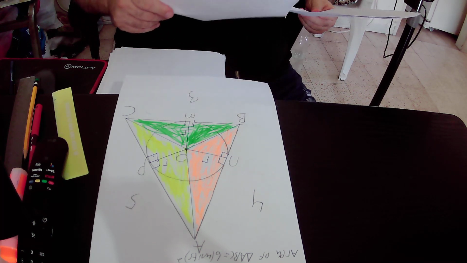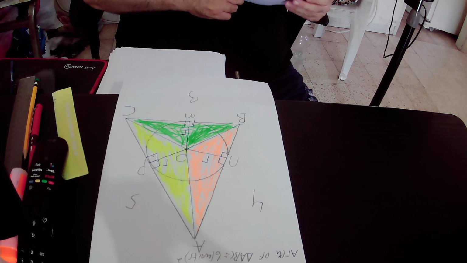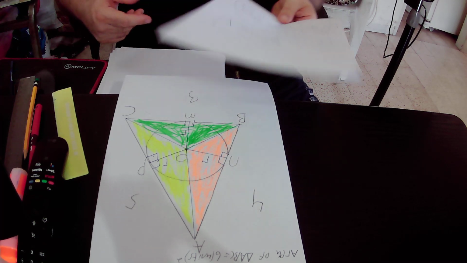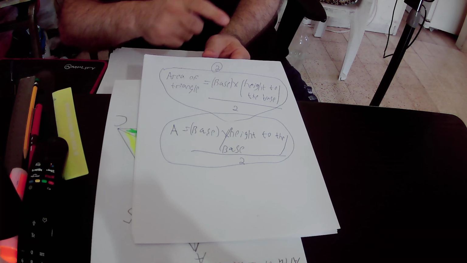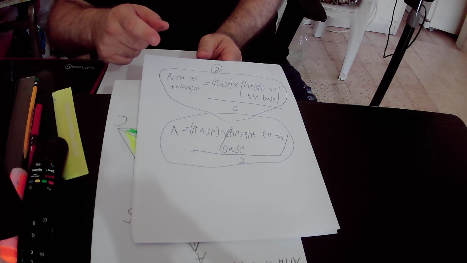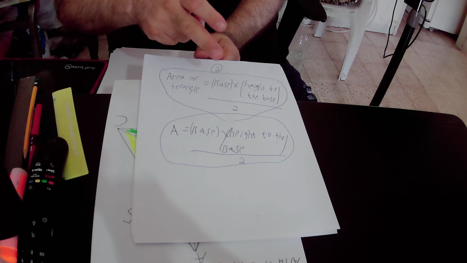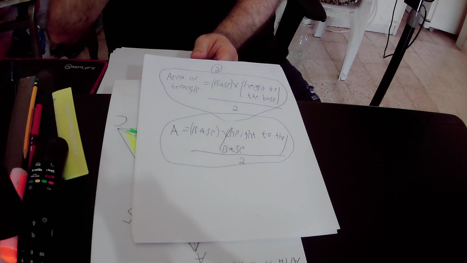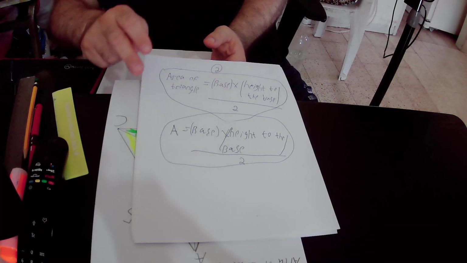According to the general formula for the area of any triangle, we know that the area of any triangle equals the base of the triangle times the height to the base divided by 2. So instead of the area of the triangle, we can write capital A, the abbreviation for area. So A equals the base times the height to the base divided by 2. And you should remember that the height of the triangle must create 90 degrees with its base.